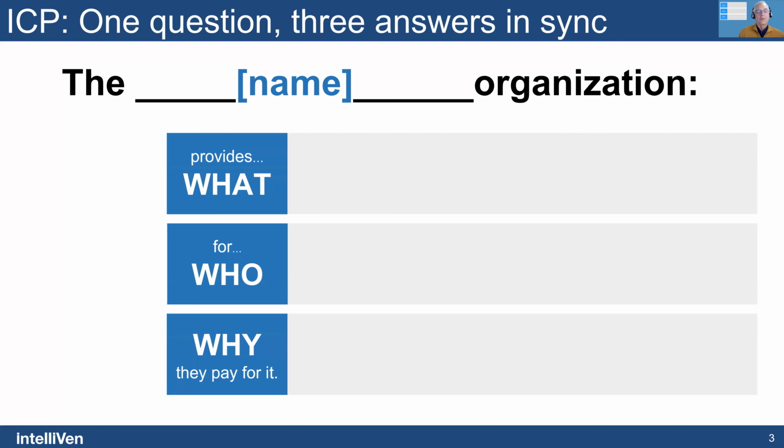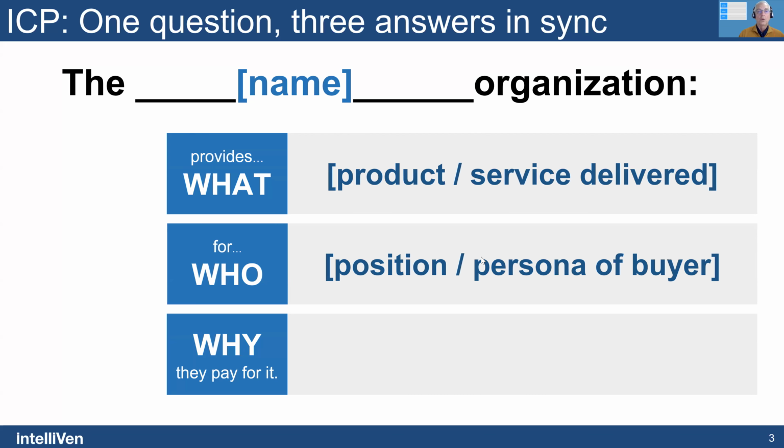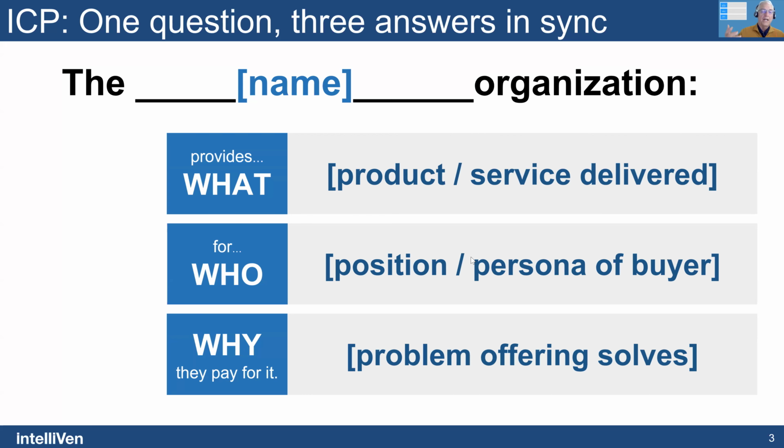And the thing is, it sounds like one question that should have one answer, but it's actually three interconnected questions that have to be answered in sync. So the first is, what product or service do you provide? For whom? By position and persona. Who actually is the buyer that clicks the button, gets the decision to buy? And why is it that they make that decision? What problem does it solve for them?